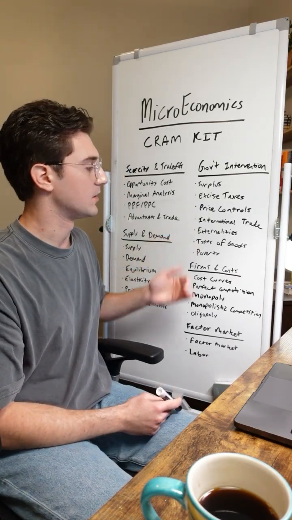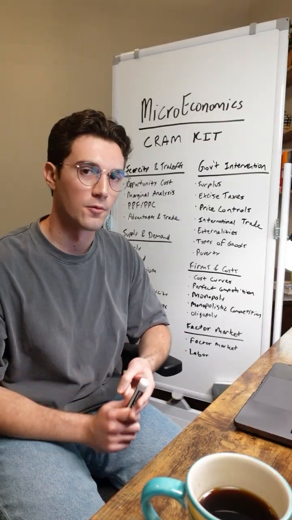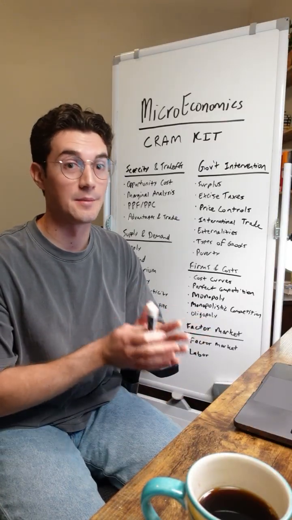All right, next up here is types of goods. Just remember that excludability deals with whether or not you have to pay to consume the good, and then the rivalrous nature of a good is whether or not there's a limited quantity available.